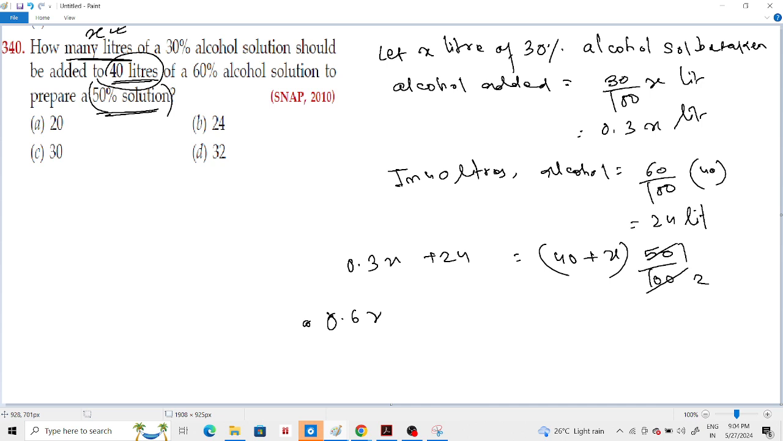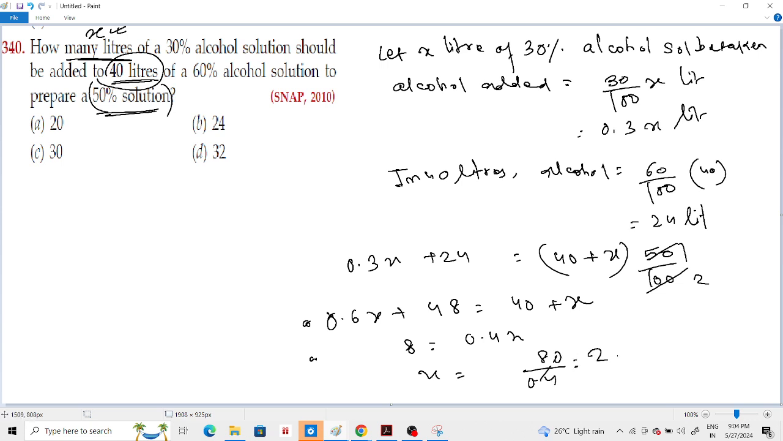Yes, sir. I did not do 40 plus x. I was doing 40 into 50 by 100. No, there I had made a mistake. x liters has been added to 40 liters, so it becomes 40 plus x. Yeah, I understood the question. I thought the total volume is 40 liters. That is where I made the mistake.